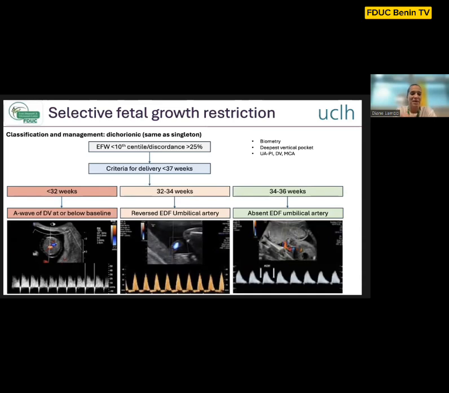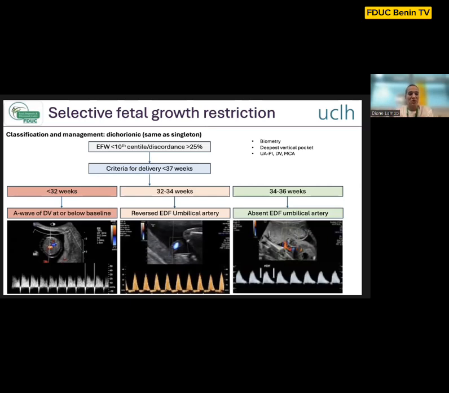If the baby is less than 32 weeks, then really the only indication for delivery is if your ductus becomes abnormal. So if your A wave of the ductus venosus becomes either negative or absent. And you can see that in the picture below. This is an example of a ductus venosus A wave, which is negative. So at that point, you know that your baby is pre-terminal. It needs to be delivered because the risk of IUD in this baby is very high.